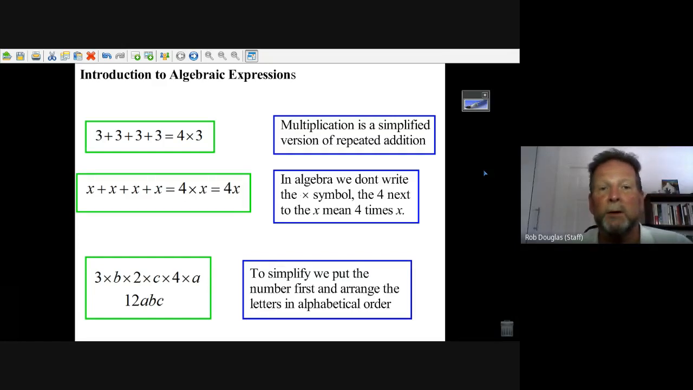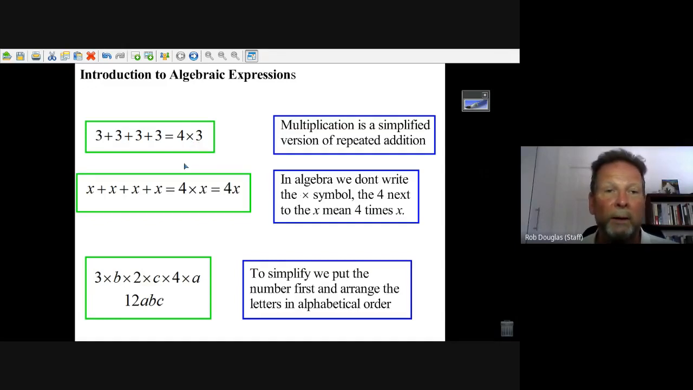Okay, this is an introduction to algebraic expressions. First, we're going to go over this idea that I think most people know, that multiplication is really a shorthand for repeated addition. You know, if you go 3 plus 3 plus 3 plus 3, it's the same as 4 getting multiplied by 3. Either way, it equals 12.